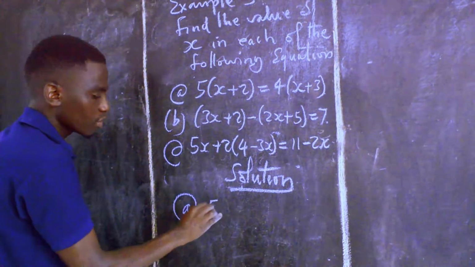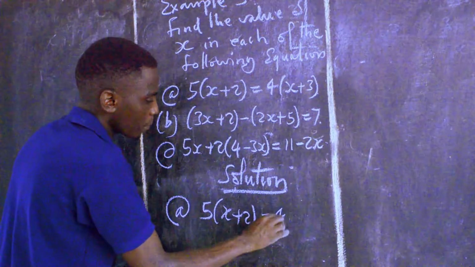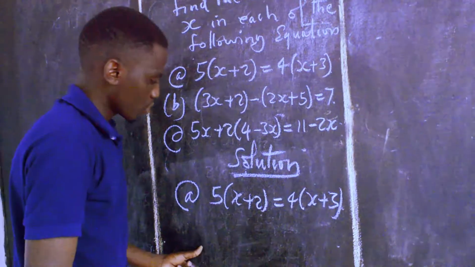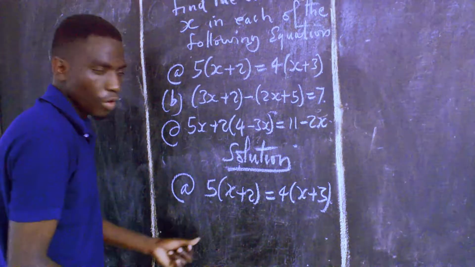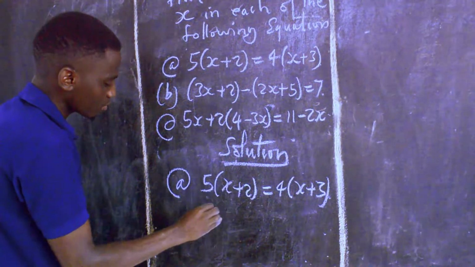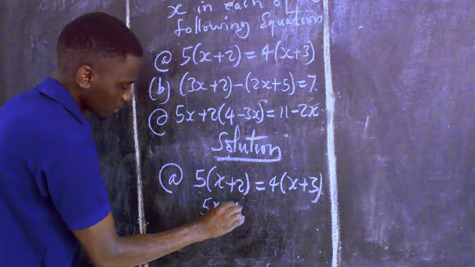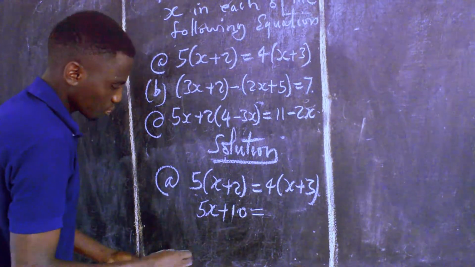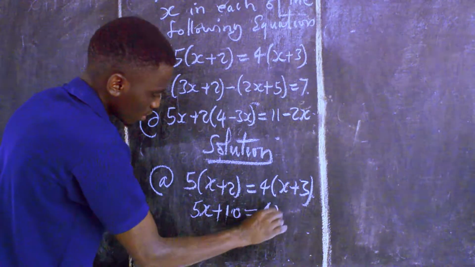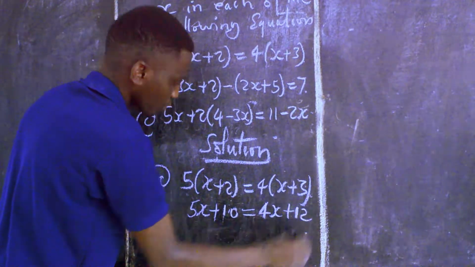Let's say A, you are given 5 bracket x plus 2 is equal to 4 bracket x plus 3. We have this kind of question here. So here it involves brackets, so you have to open the bracket. So if you open the bracket, 5 times x, you will have 5x, plus 5 times 2, you get 10, is equal to 4 times x, you get 4x, and 4 times 3, you get a positive 12.